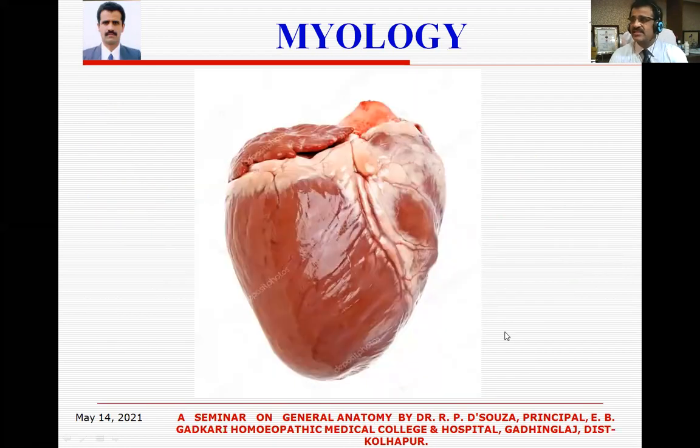So these are the characteristics of cardiac muscle, and here you can see a heart. The heart is brownish in color because of the myocardium. The myocardium is the middle layer, and it's a thick layer. The heart is a muscular organ.